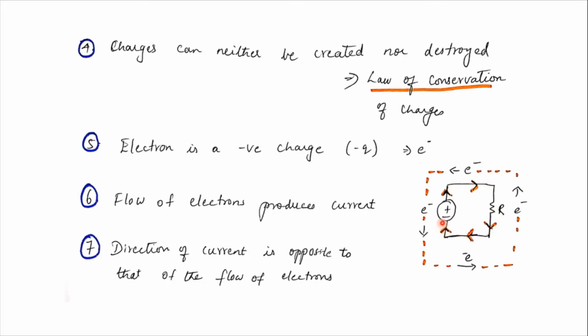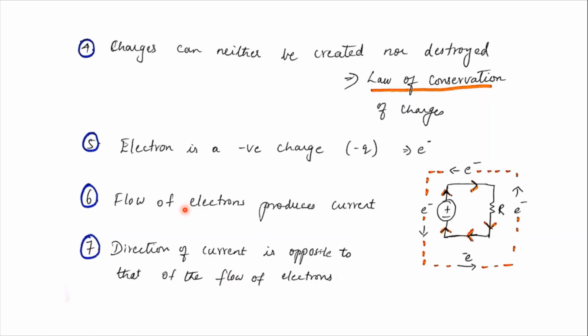One more thing: the flow of the electrons and the flow of the current are in opposite directions. For example, in this circuit, the electrons are going to flow from the negative terminal to the positive terminal. The negative terminal is where the electrons start. The direction of the electrons is the orange line on the outer side. The negative terminal gives the electrons, and they move like this, while the current is in this direction. So the direction of the electrons and the direction of the current are opposite.